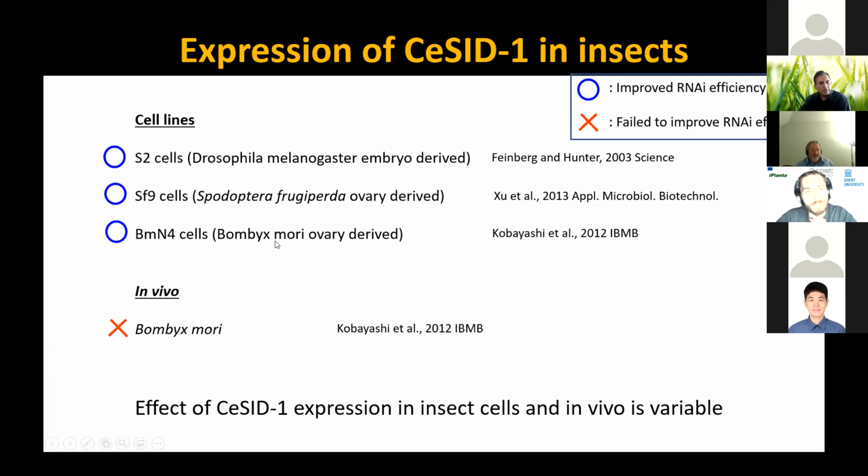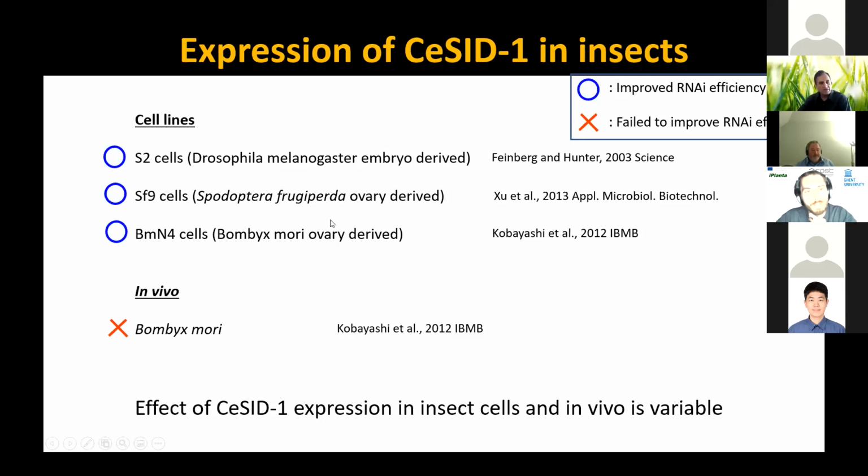There were some experiments done in cell lines showing that if we express these molecules in cells, we can improve RNAi. In one experiment by Kobayashi et al. in silkworm, they tried to make transgenic silkworm expressing SID1, the nematode SID1. They did not see any improvement in RNAi, so it's kind of variable.